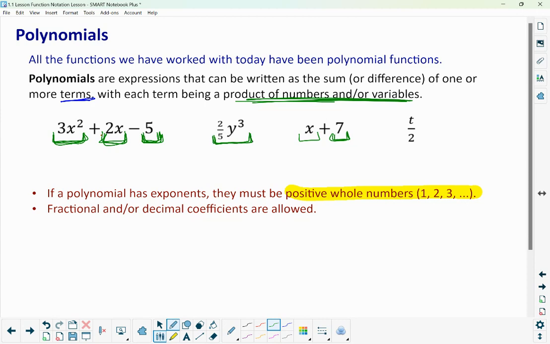And terms are always separated by addition or subtraction. So we've got the terms being added or subtracted right there. And this one also is just a single term.